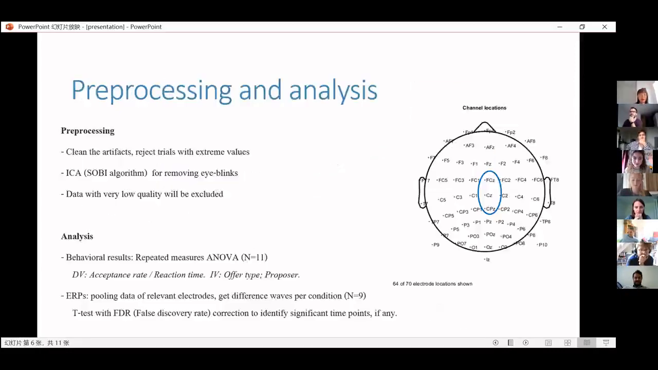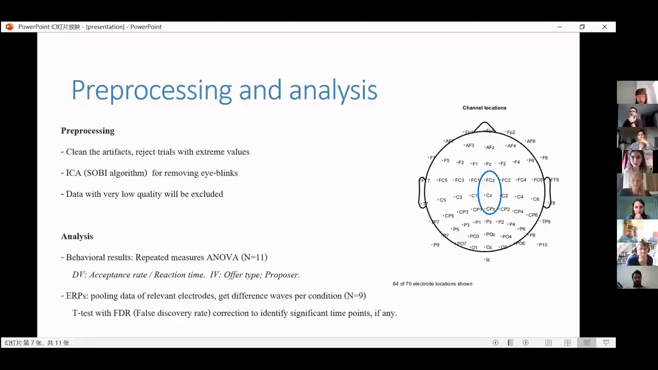After the experiment, we have all the data, and I need to do the pre-processing of the data to remove the artifacts and drifts in the raw data. For pre-processing, I clean the drifts by applying high-pass and low-pass filters. I also reject all the trials with extremely high or extremely low values. And then I clean the eye blinks using independent component analysis with the SOBI algorithm, which is implemented in EEGLAB, an analysis software.